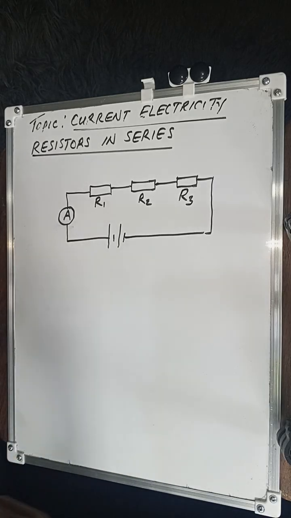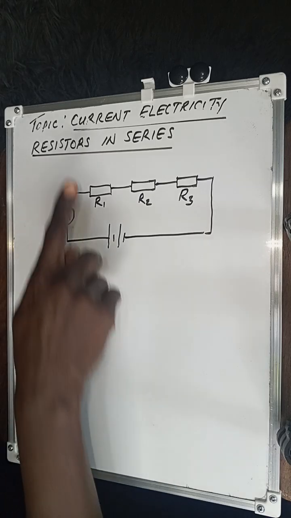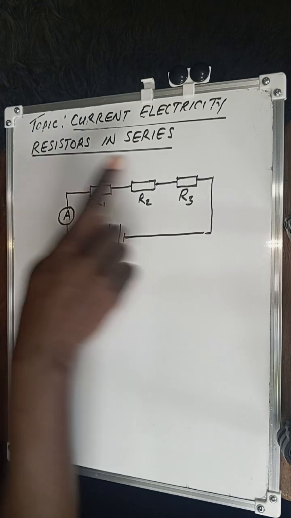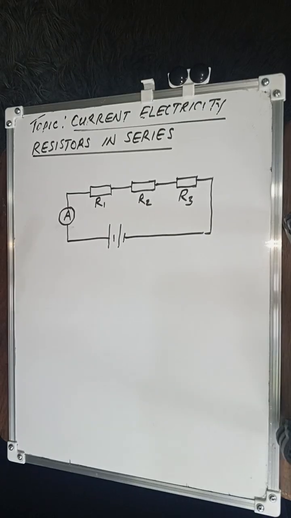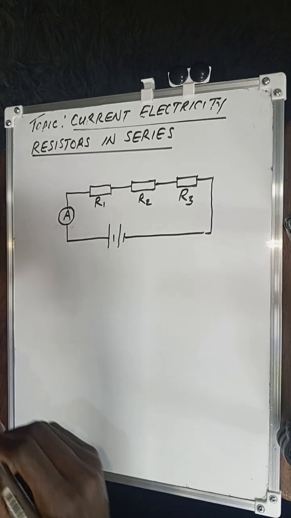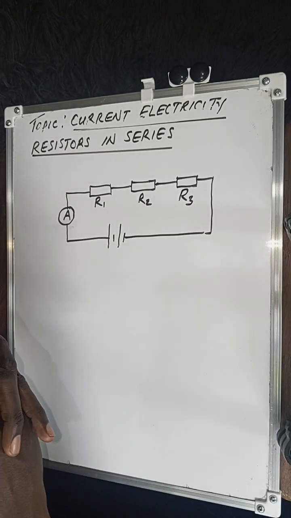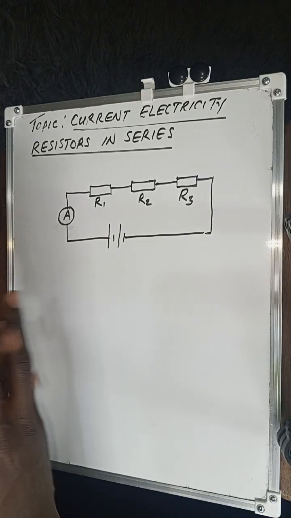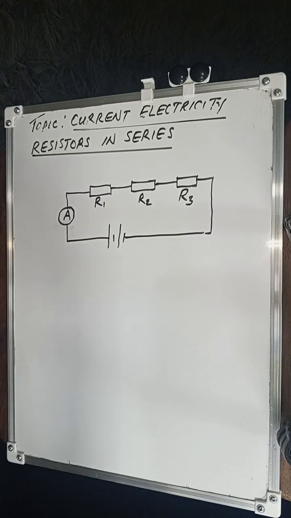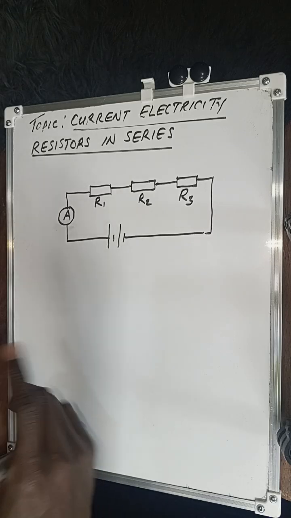Welcome to another segment of my physics videos, and we continue with our current electricity, but this time we are focusing on resistors in series. Remember, there are two types of resistor arrangement like I mentioned in my previous video. Resistors can either be arranged in series or in parallel. So in this video, I'm going to focus on resistors arranged in series.